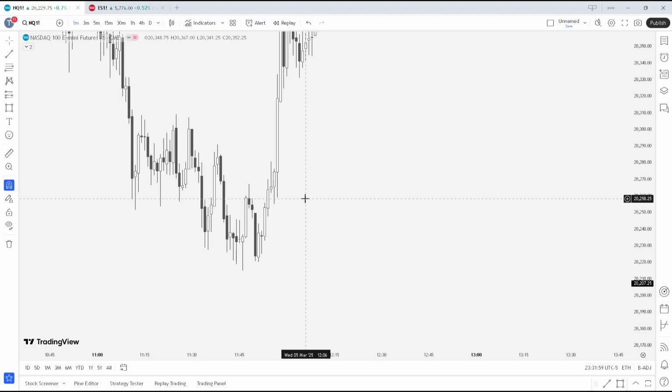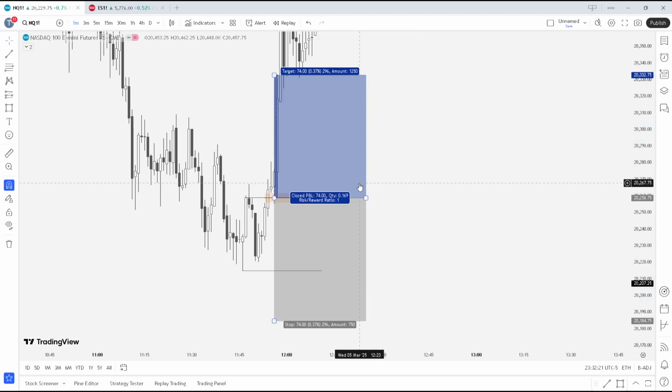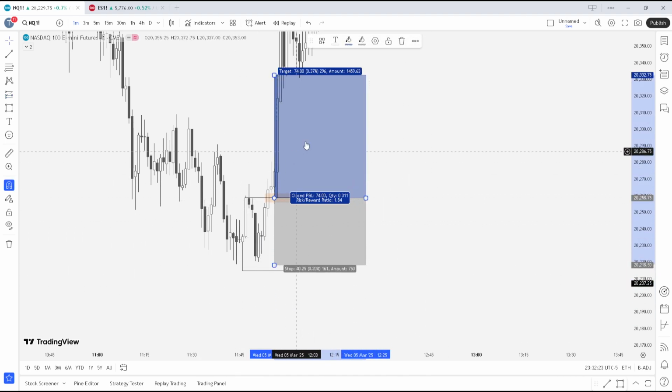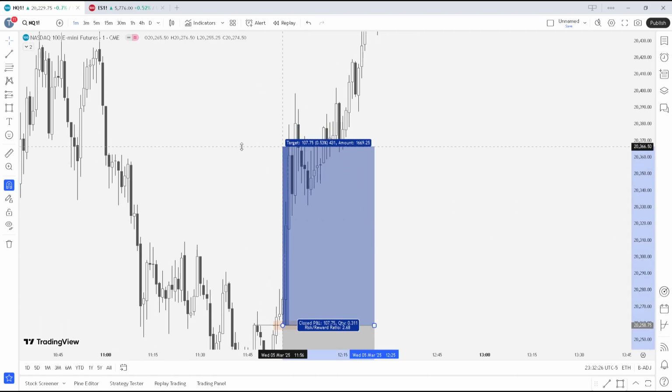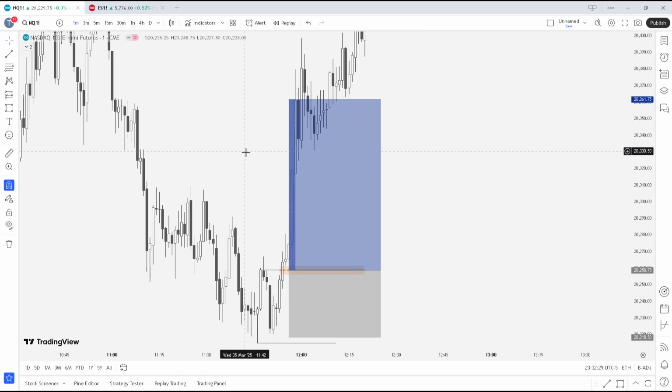And let me see, is this okay? So this is not a unicorn, but we have a BISI, and this would be a mitigation block because we didn't sweep this sell side. So it's kind of like a unicorn, but it's not really, just because it's not a breaker. You could, I guess, take it. You could try it out. I mean, I've never really tried using mitigation blocks plus fair value gaps, or I mean, I've never just taken entries off mitigation blocks.